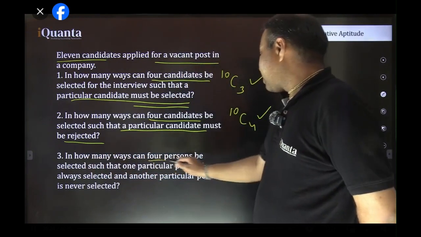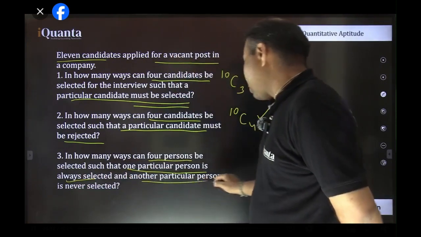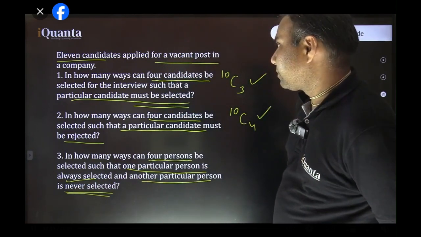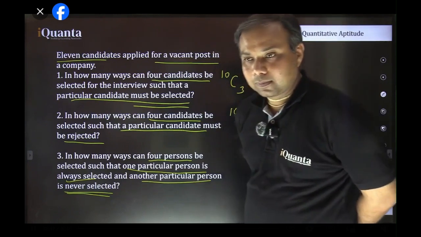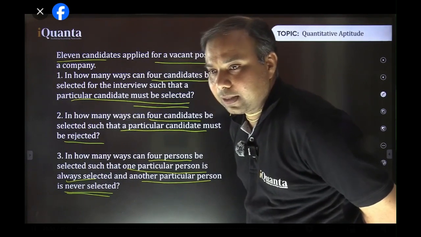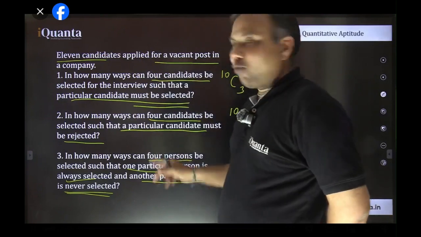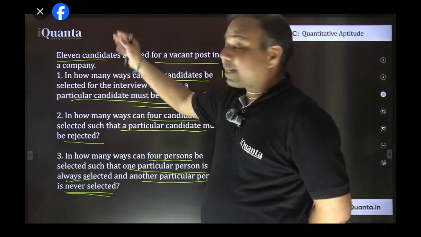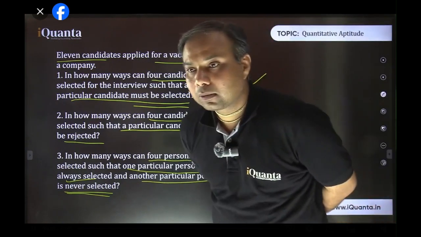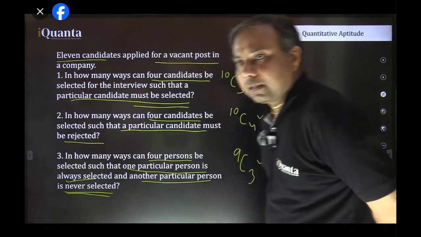In how many ways can 4 persons be selected such that one particular person is always selected and another particular person is never selected, or never rejected, you can say? It is 9C3. Yes, 9C3. Good. See, out of 11, 2 persons are already done. Now 1 is to be selected and 1 is to be rejected. So among the remaining 9, now I need to select 3 more. So it is simply 9C3. Perfect. Good. So that much basic understanding is clear with everyone? That's nice. Okay, let's move further now.